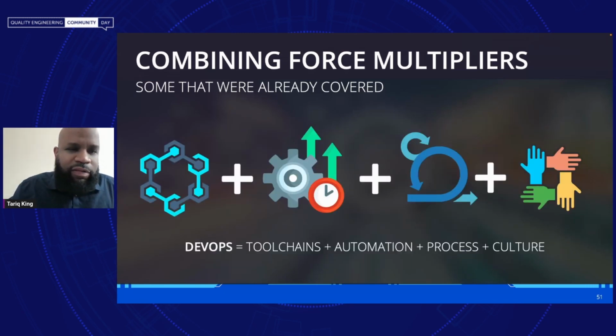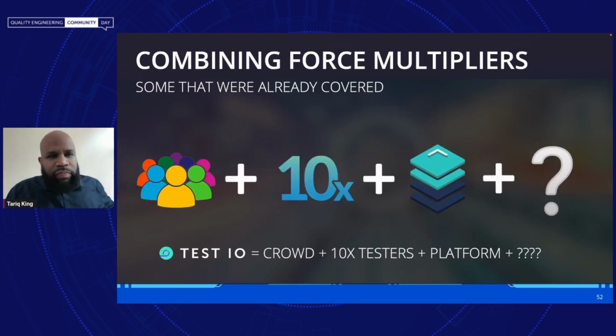We also covered this idea of leveraging tool chains with automation plus process and culture as part of it. And the whole idea of DevOps is just that. So thinking about DevOps practices in modern software engineering is exactly this idea of combining these force multipliers together. Obviously having a good culture of shared responsibility, being very efficient, automating things wherever you can.